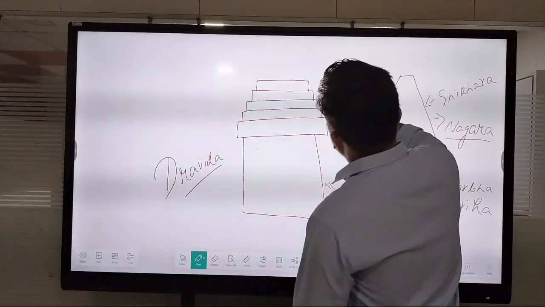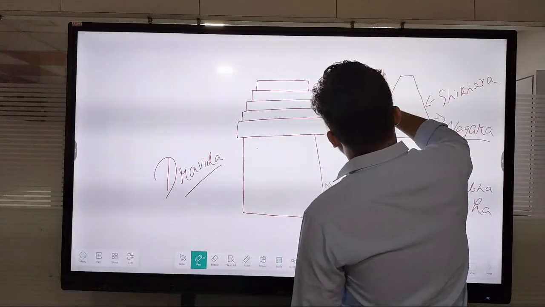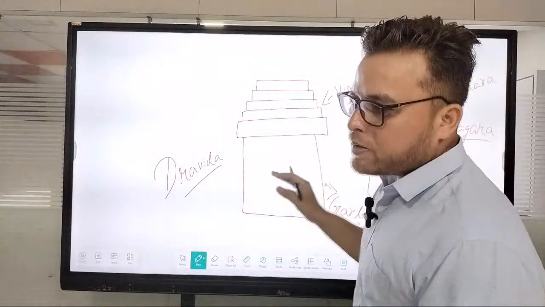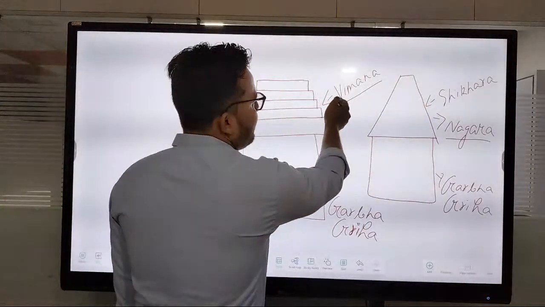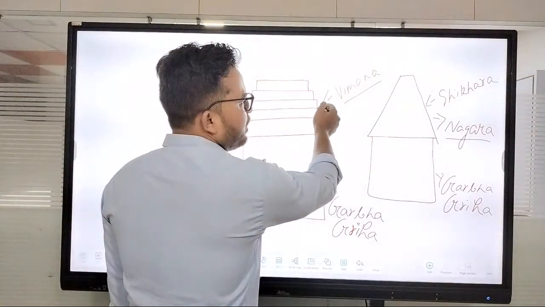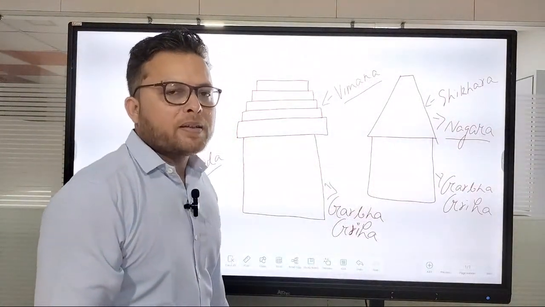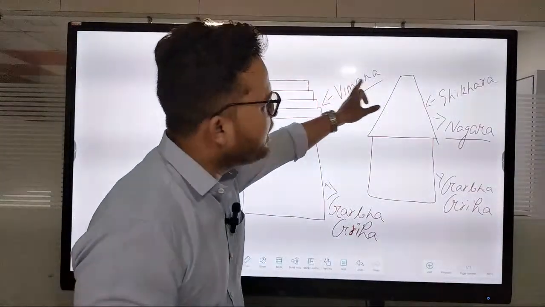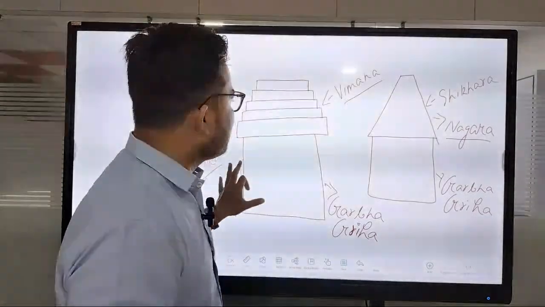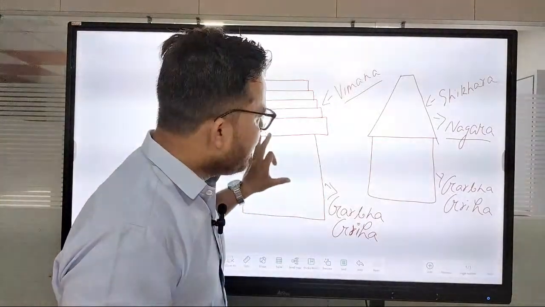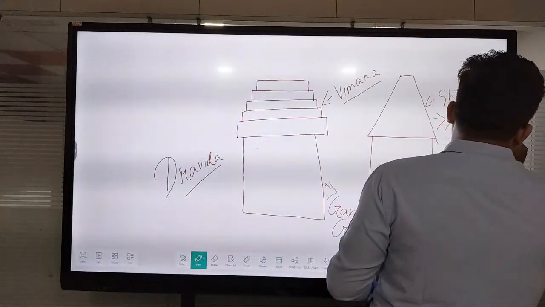And in Dravida style we call it what? Viman. I am mentioning Viman because we will come across the word Viman in the answer also. So before we come across it, I'm telling you beforehand. When I say Viman, this structure is known as Viman, and I'm talking about the Dravidian style of temple architecture. The same structure in the case of Nagara style is known as what? Shikhar. But the question is of Dravidian style. Now that we have understood the difference, let's quickly go back to the answer.